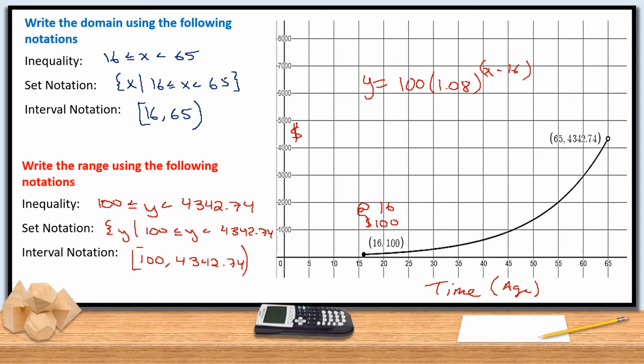So if you put $100 in an account with 8% growth, so you invest your money and leave it for, what's that, 49 years, it will be worth $4,342. Your $100 would turn into $4,342.74. So yes, exponential growth when it comes to money is awesome. Make sure you talk to me about that if you have any questions about how you can get started with investing, because that is my super passion.